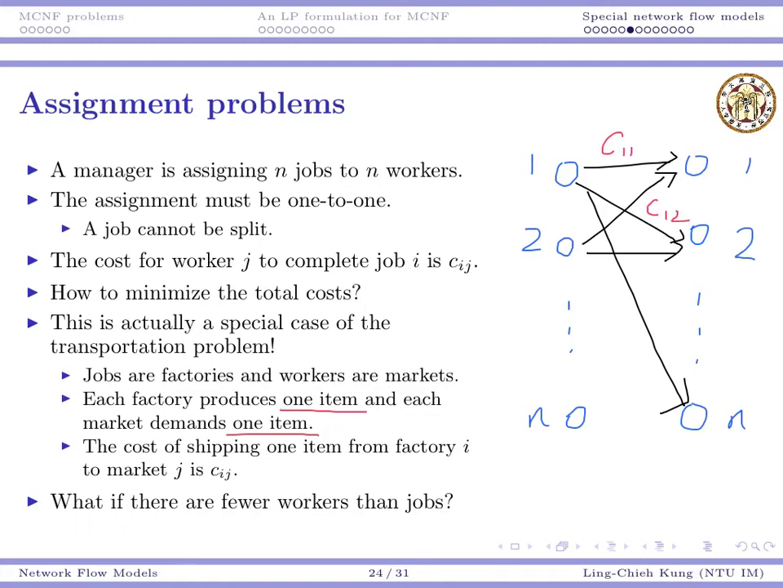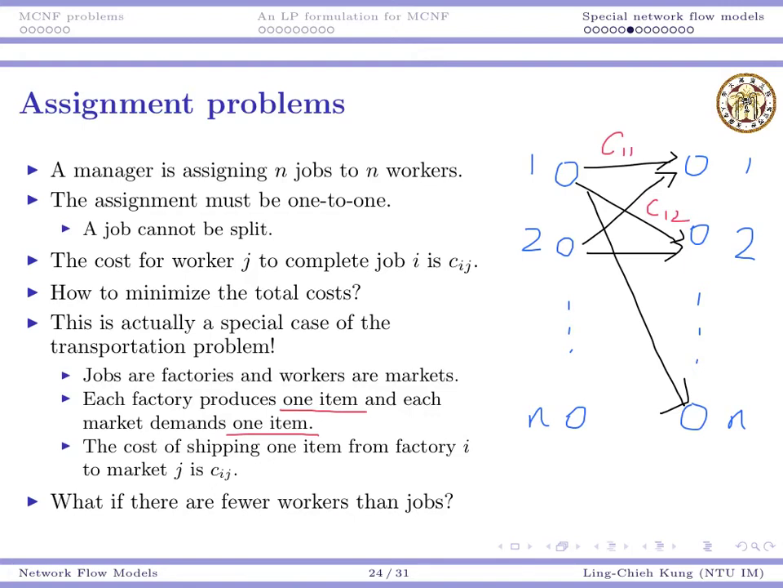So what if there are fewer workers than jobs? What if I only have 5 workers? I only have 5 workers, but I have 10 jobs. In that case, the problem may be something like assign as many jobs as possible, in the minimum cost.